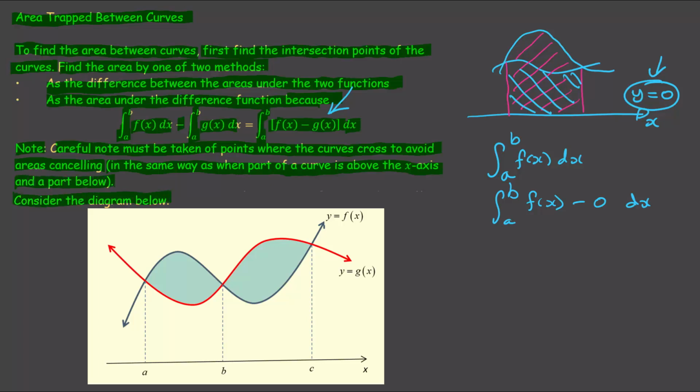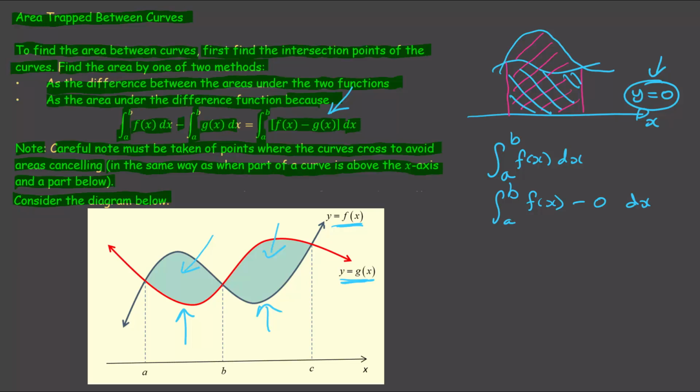Consider the diagram below, and you can see in this diagram that we've got y equals g(x), which is shown in red, and y equals f(x), which is shown in approximately black, and the area is trapped between them in two parts, here and here. But in this first part, the f(x) is above the g(x). In the second part here, the g(x) is above the f(x).